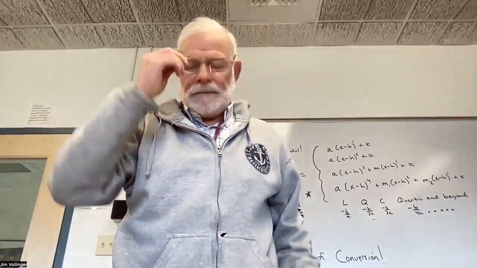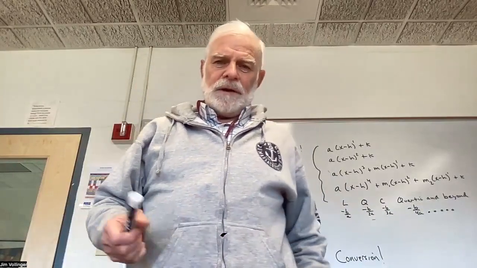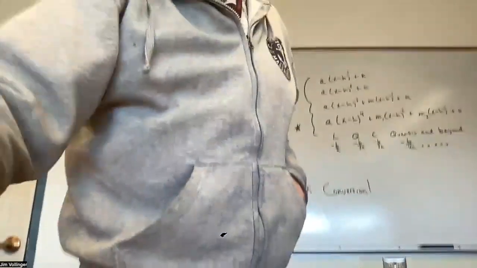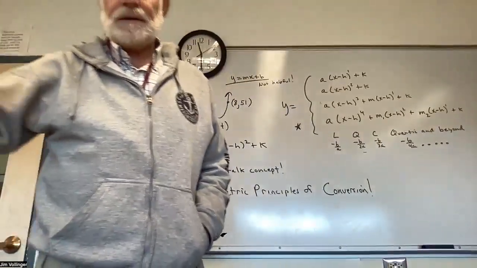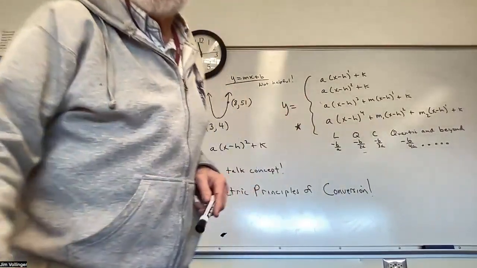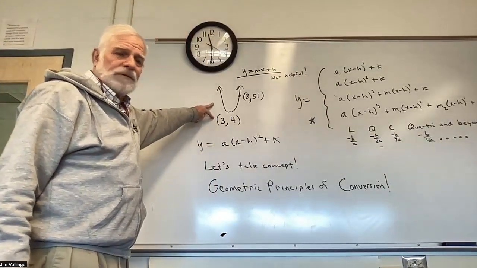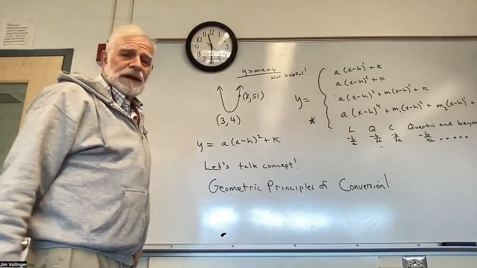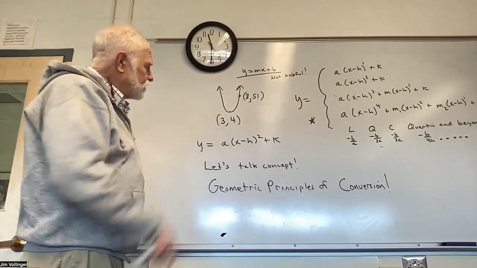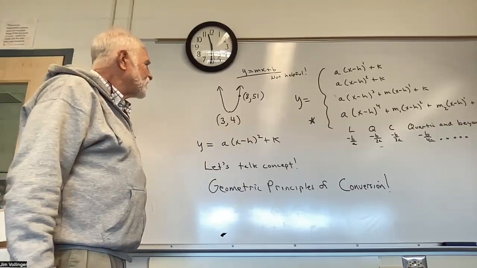All right, so this is a lecture on the geometric principles of conversion associated with linear, quadratic, cubic, quadratic, and beyond. Really trying to get at something that students have a little trouble with, which is how to write this equation as quickly as they can write the equation with a line, which should be 10 seconds or less. Understanding conceptually what's going on here seems to be a stumbling block.